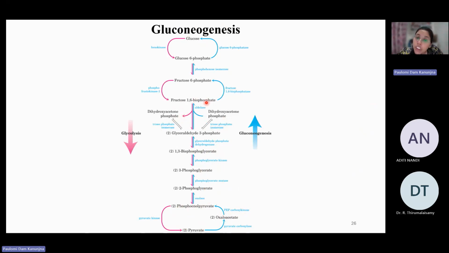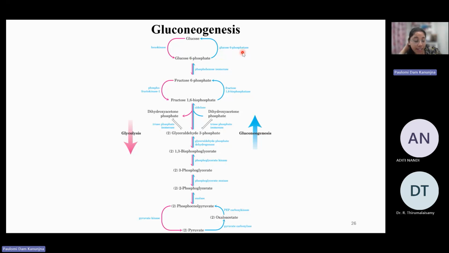Now, fructose 1,6 bisphosphate is formed by PFK1 from fructose 6 phosphate. But remember, this was an irreversible reaction in glycolysis. So to go back to fructose 6 phosphate, the enzyme that is used here is fructose 1,6 bisphosphatase, not phosphofructokinase. So this step here is again different. Then you have isomerase that makes fructose 6 phosphate into glucose 6 phosphate, and then instead of hexokinase, you are using glucose 6 phosphatase.